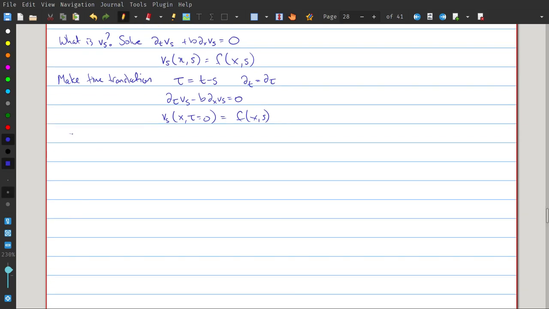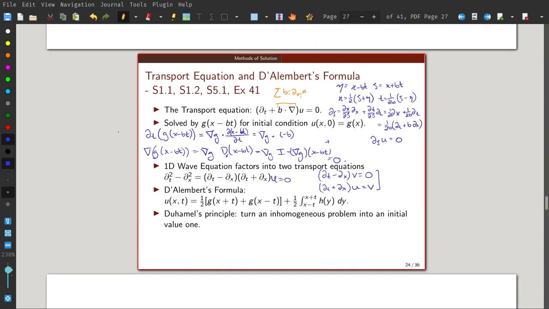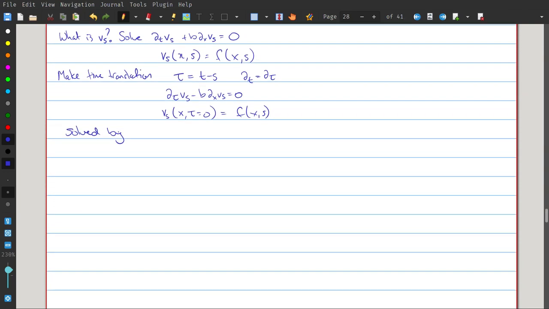So this is solved by, well, we just have to look above. All right, it's solved by g of x minus bt. So for this situation, v_s is equal to f of x minus b tau, s. Right, because it's when tau is equal to 0, so it's written in tau. But we can transform this back because we know the relationship between tau and s. So this gives us that v_s is equal to f of x minus b (t minus s), s.